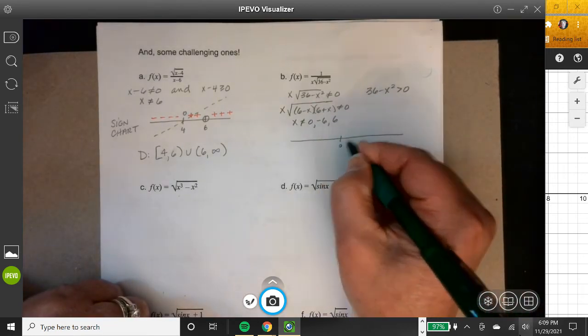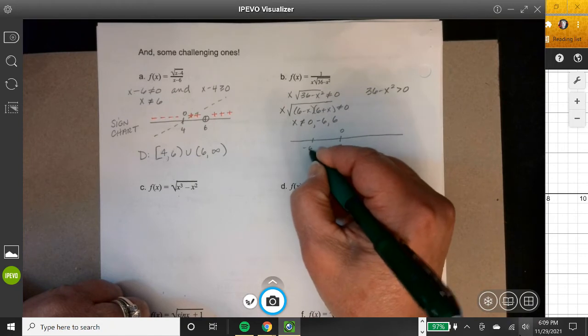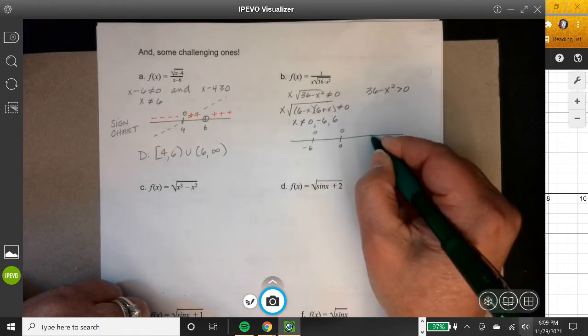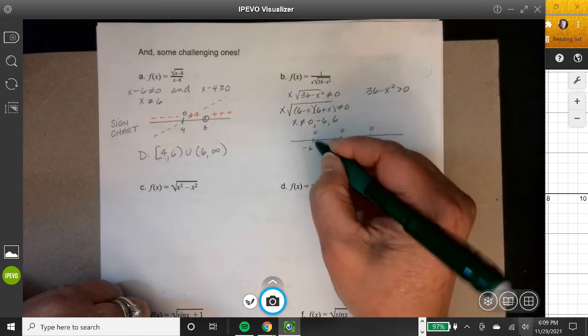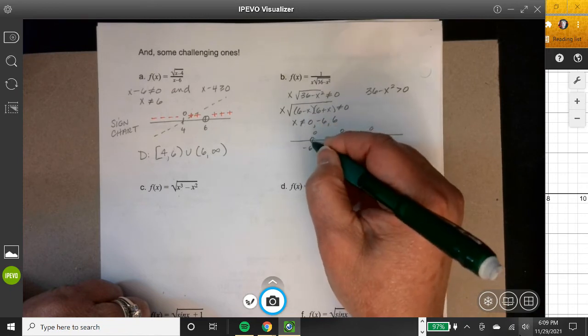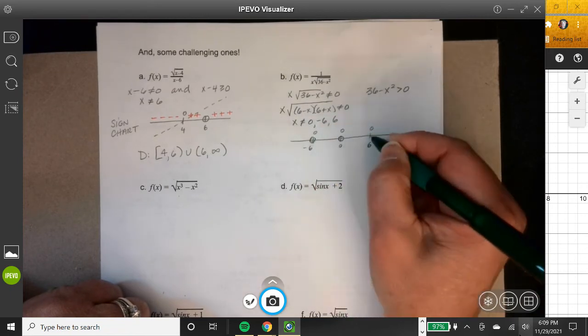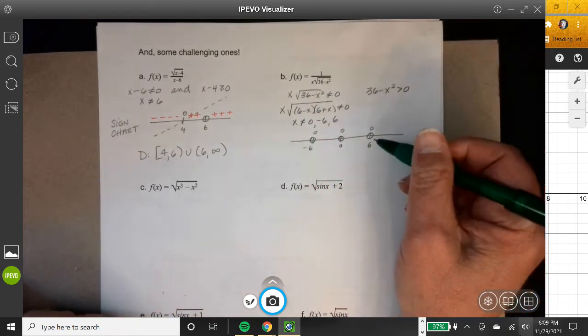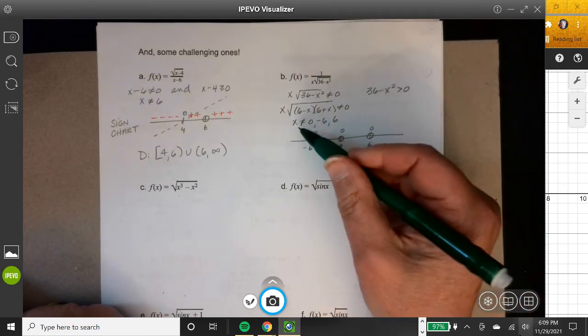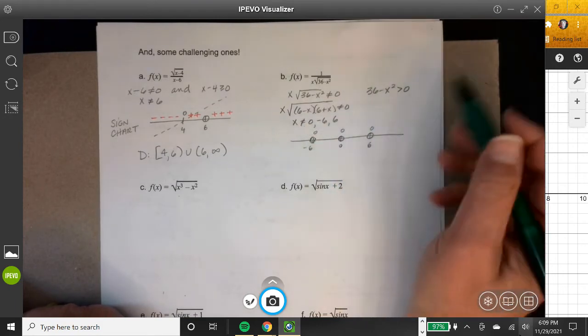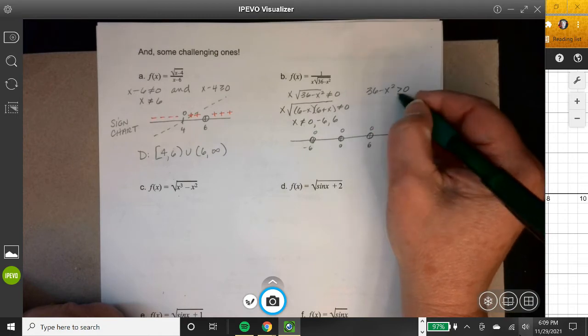I'm going to put 0, I have a 0. -6, I have a 0. And 6, I have a 0. But I can't be those numbers, so I'm going to have those as open. Okay, now I choose to have those open because I have a not equals here. Now let's figure out what this parabola is doing.